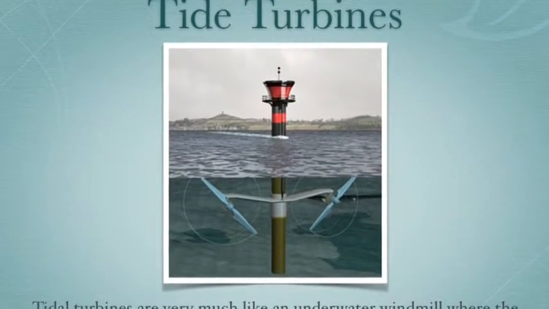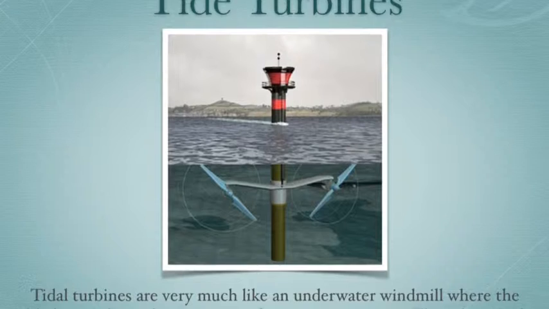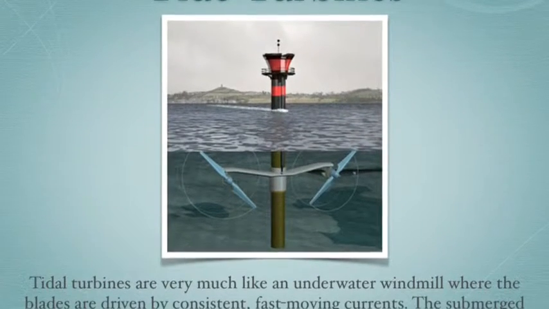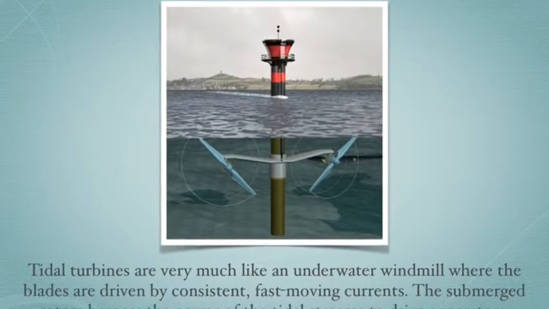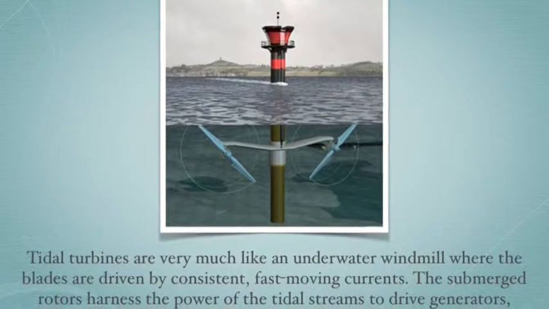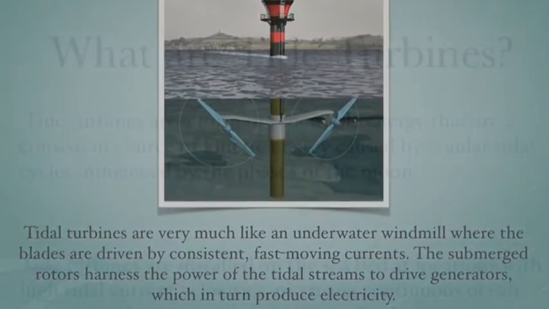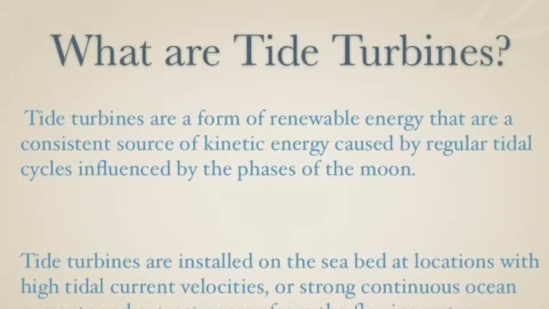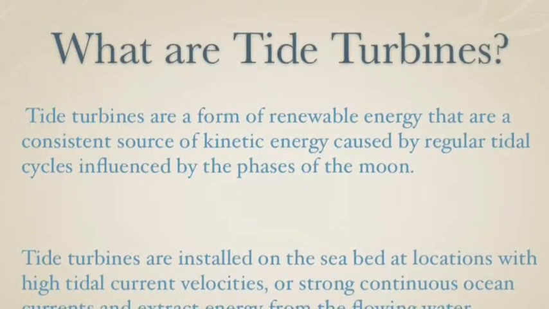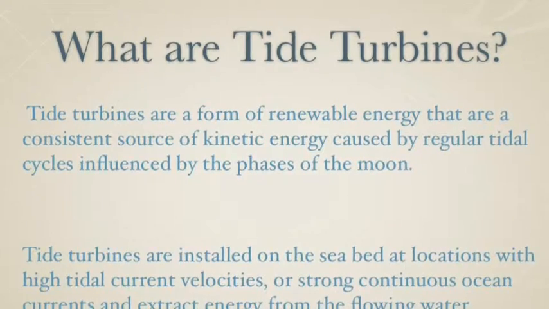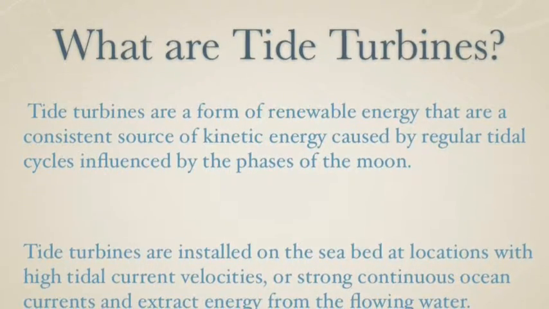Tidal turbines. Tidal turbines are very much like an underwater windmill, where the blades are driven by constant, fast-moving currents. The submerged rotors harness the power of the tidal stream to drive generators, which in turn produce electricity. Tidal turbines are a form of renewable energy that is a consistent source of kinetic energy caused by regular tidal cycles influenced by the phases of the moon.